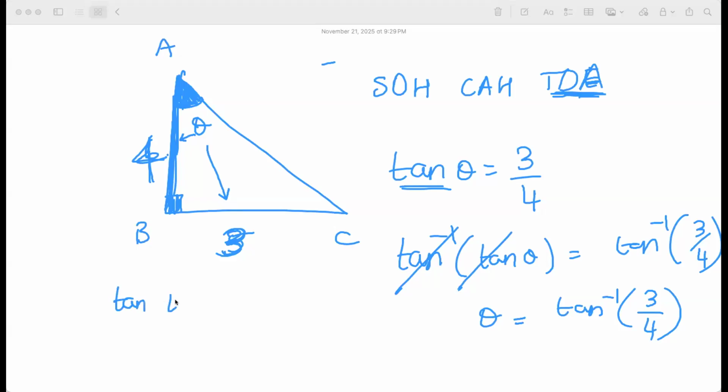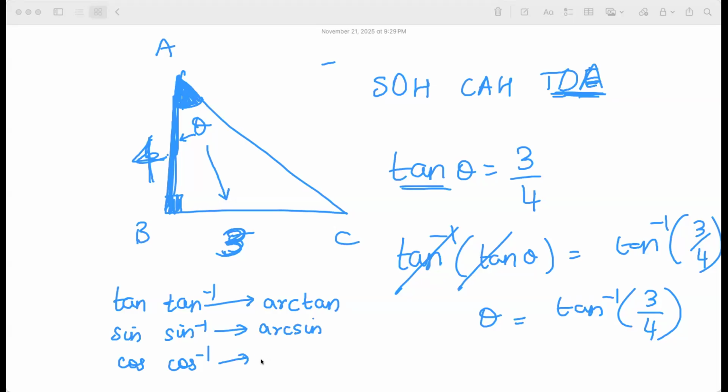Tan and tan inverse are opposite operations. Sine and sine inverse are inverse operations. Cos and cos inverse are inverse operations. Here, this tan inverse in your calculator is arctan. The other name for sine inverse is arcsine. The other name for cos inverse is arccos. Any questions, guys?